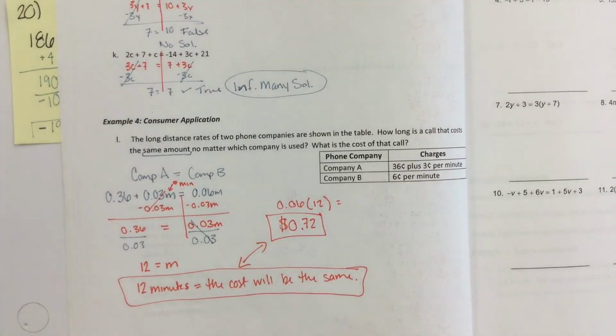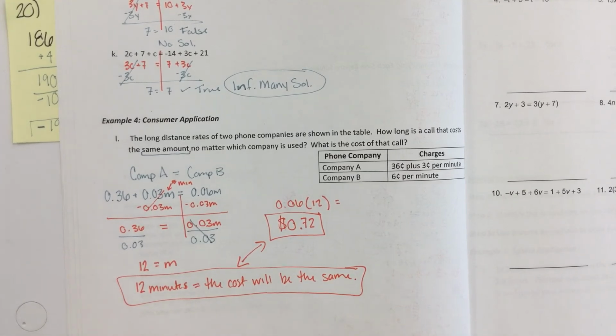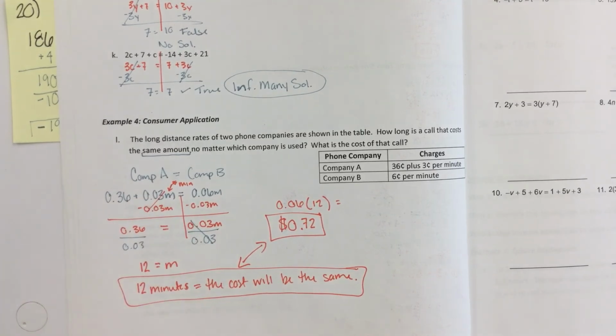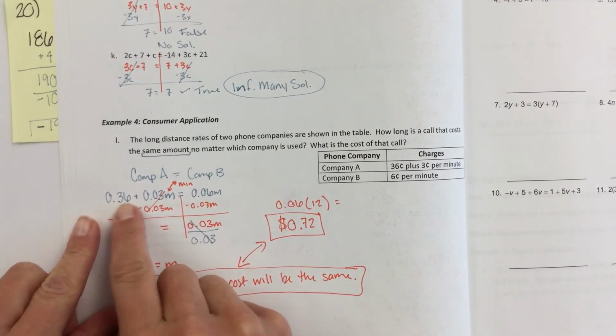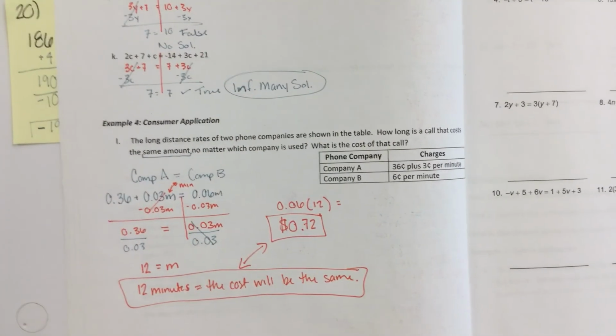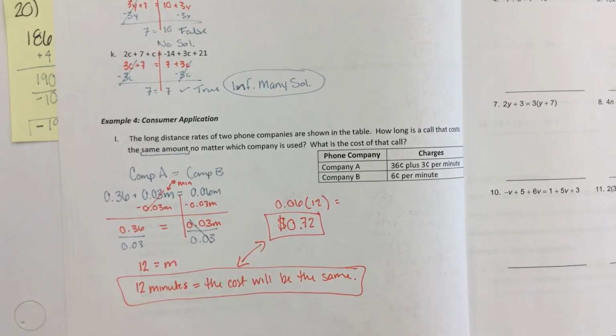Okay, and then you can also think of which one would be cheaper after 12 minutes. The one that would be cheaper after 12 minutes is actually the one that has a cheaper per minute cost, because once you get to 12 minutes, you've kind of covered this 36 cents starting fee, or whatever they call it, and we're back to the cheaper per minute fee. So that is all.